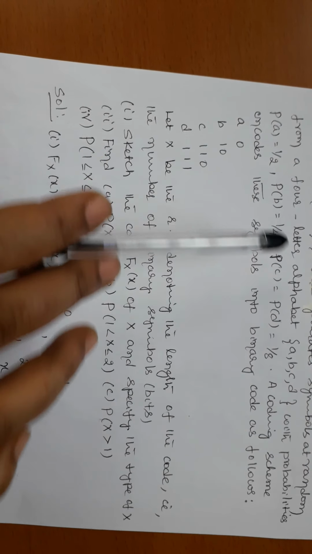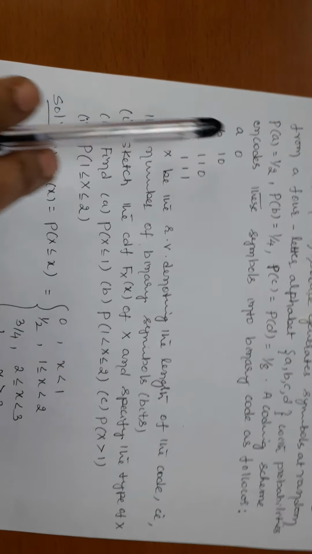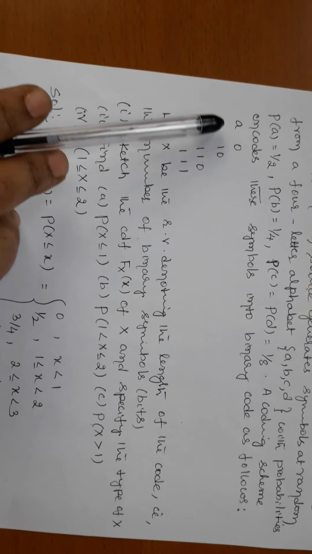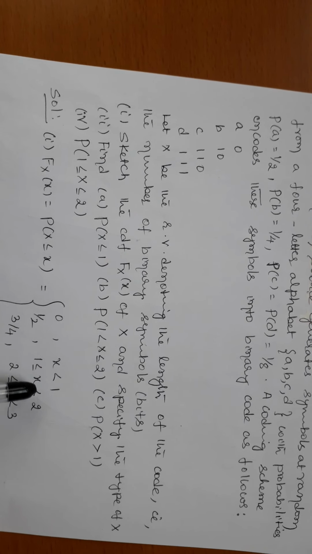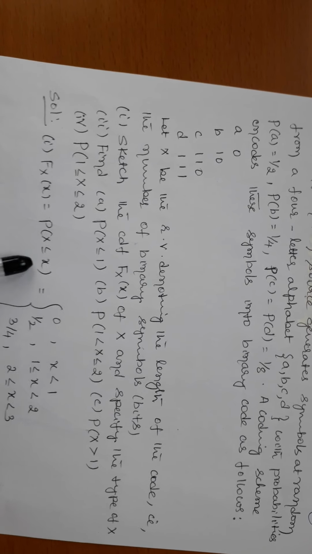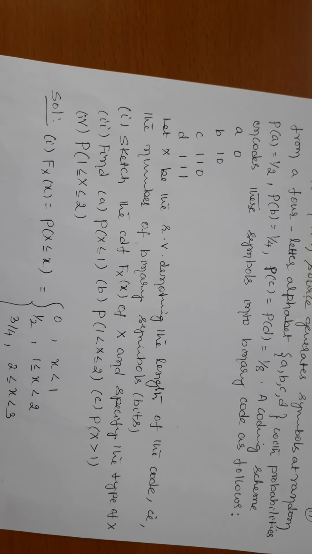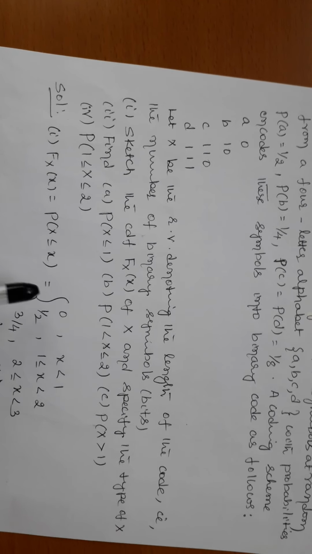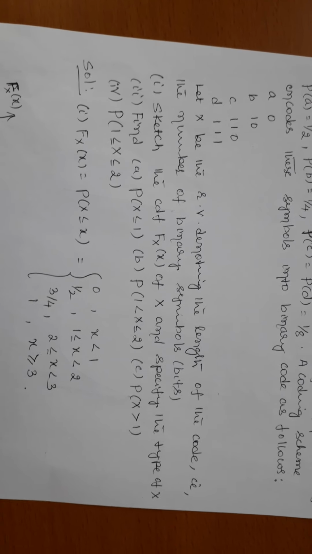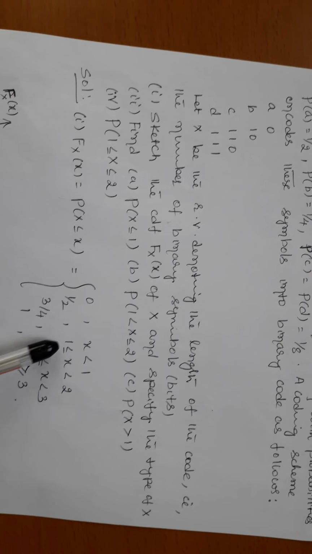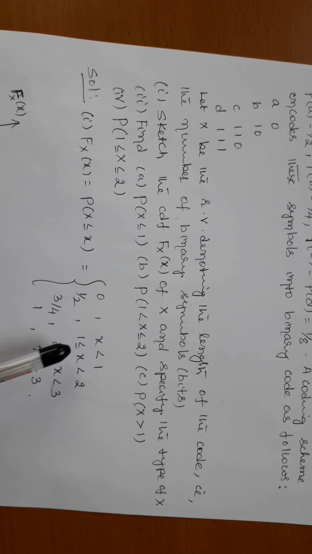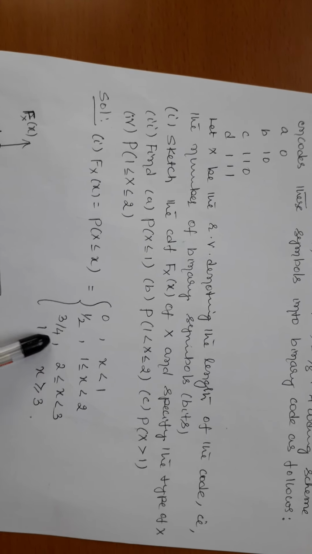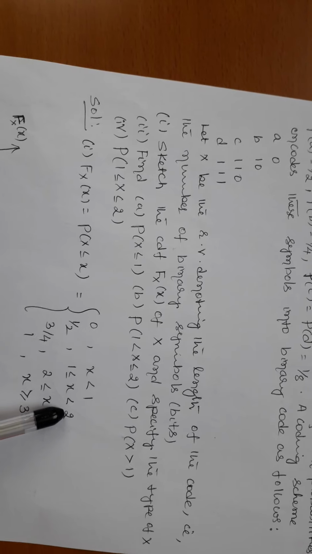P of A is 1 by 2, P of B is 1 by 4, P of C and P of D are 1 by 8, and based on that they converted into the binary codes for A, B, C, D. Now, up to less than 1, what is the value of X? X denotes the number of binary bits, and the probability value is 0 because there is no probability there. X starts from x equal to 1. Please try to understand, it is discrete, so whether the value is included or excluded matters. Here 1 is not included, but here 1 is included. X starts from 1 until less than 2.